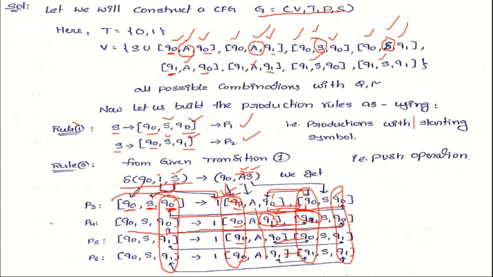So consider the same combination two times. Why? Because here we will vary. One time Q0 is the next state, another time Q1 is the next state.